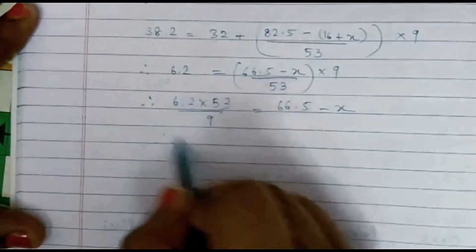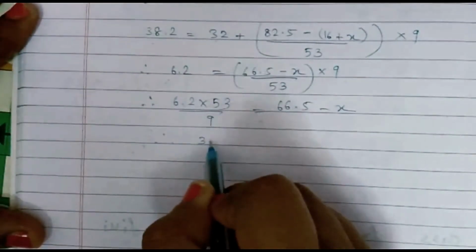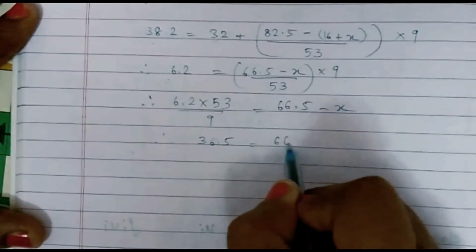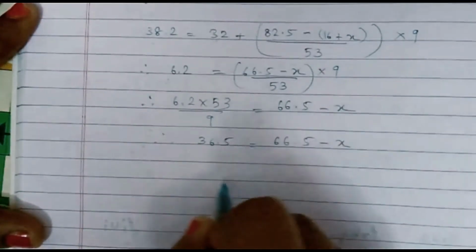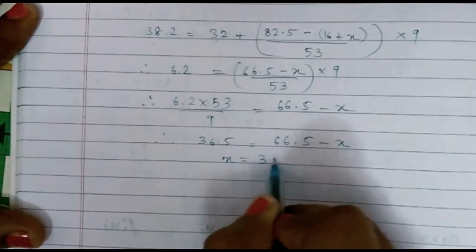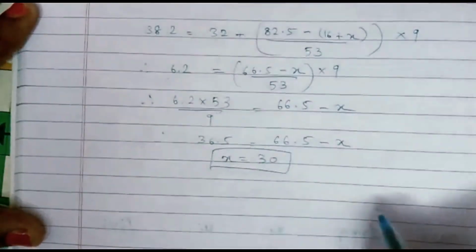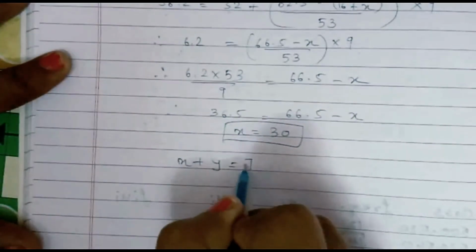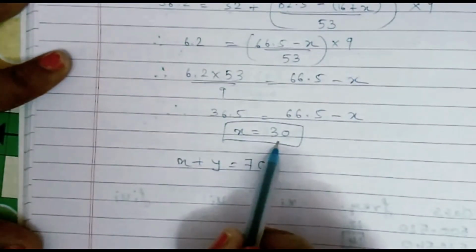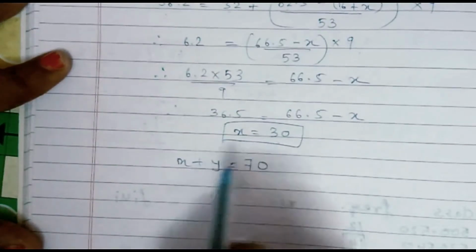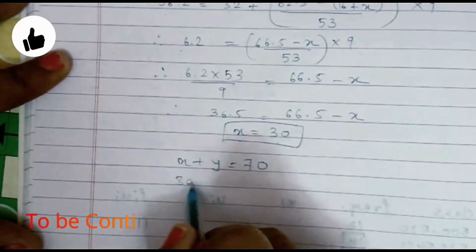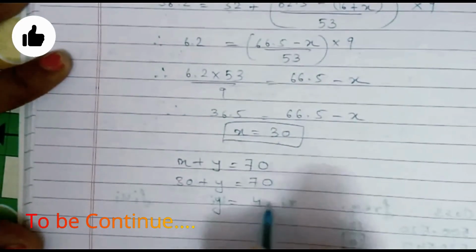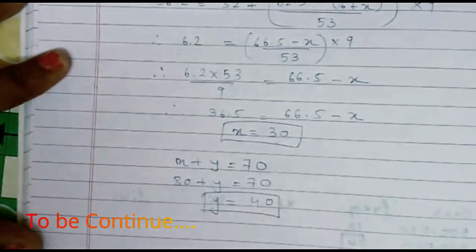After calculating, we will get 36.5 is equal to 66.5 minus x. So the value of x is equal to 30. Now if you remember, our first result was x plus y is equal to 70. Putting this value of x into this result, we get 30 plus y is 70, and so the value of y is equal to 40. Thank you.